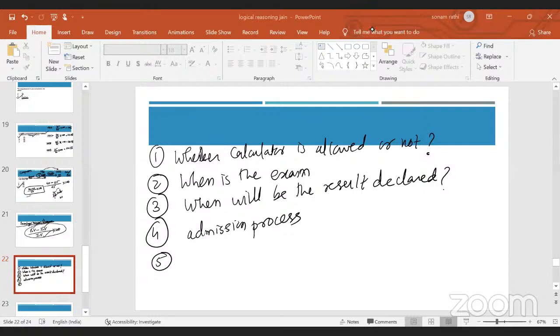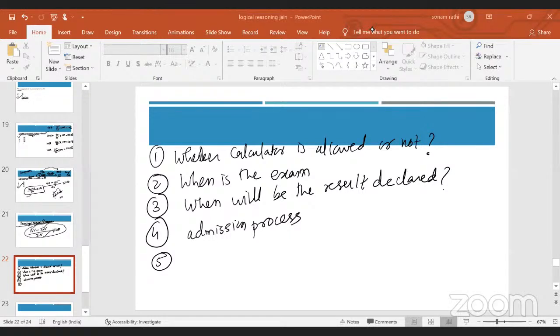Yes, mock test is necessary. Wait a minute. Let me explain to you about the mock test. Okay. So now we have started the preparation, right? We are slowly doing one topic at a time. Today we did data interpretation, right? Tomorrow, maybe in the next class, we will do time, speed, distance, or like this.